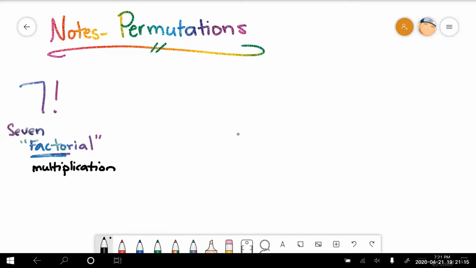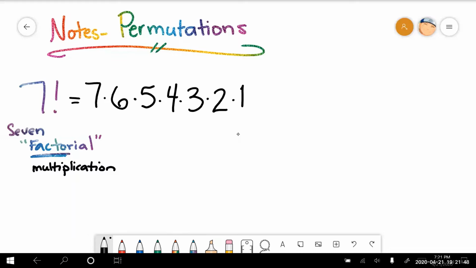The reason I'm bringing it up, I know it feels kind of random, but we'll need them when we talk about permutations. So factorial has to do with multiplication, and really what this exclamation point means is it's telling us to multiply whole numbers from 7 all the way down to 1. So 7 factorial can be written as 7 times 6 times 5 times 4 times 3 times 2 times 1.